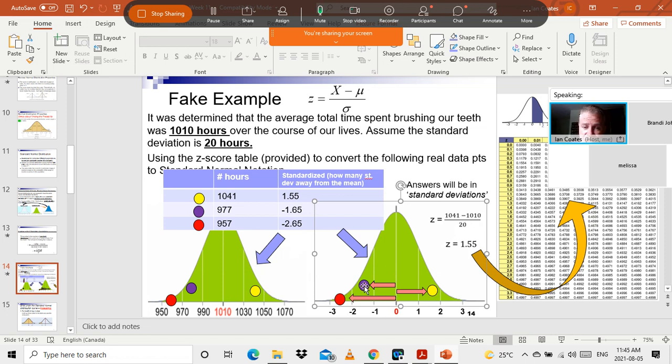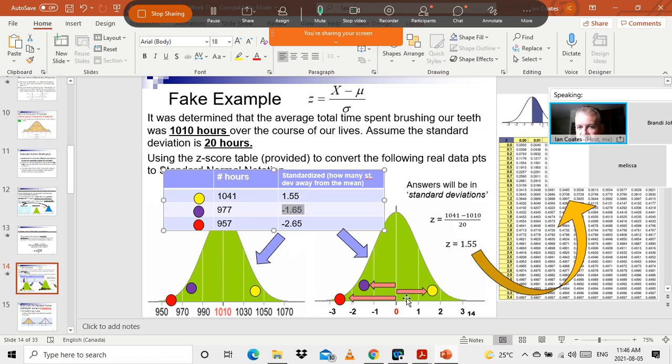And if you do the same thing there with the purple, you get an answer of, I think, negative 1.65 right here. And that goes right here, which is exactly the same spot as here. And the 957, if I input it into this formula, I get a number there of negative 2.65, which goes negative 2, negative 3 right in here. If you get a negative number, it means it's on this side. If you get a positive number, it's on this side.